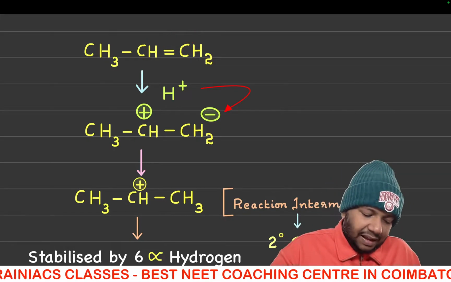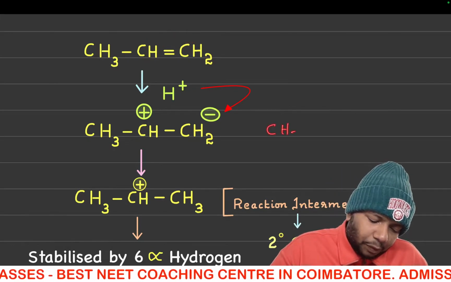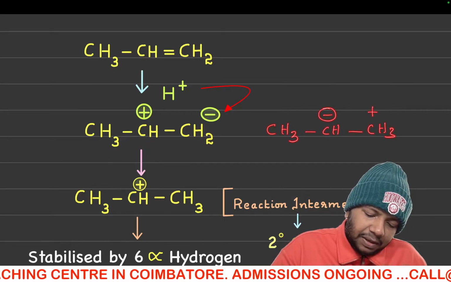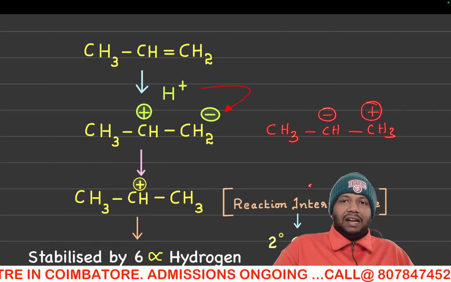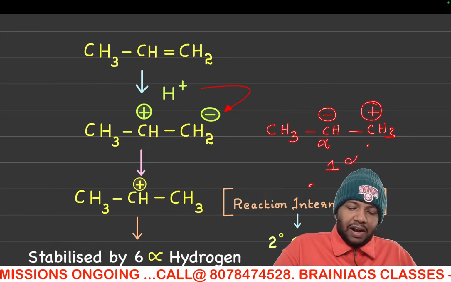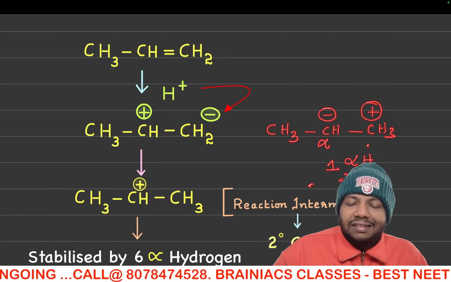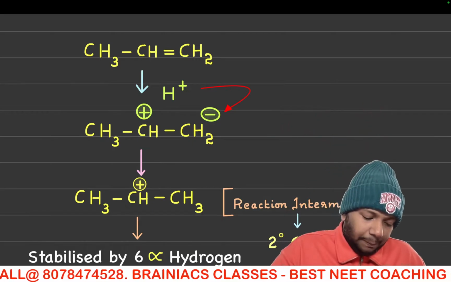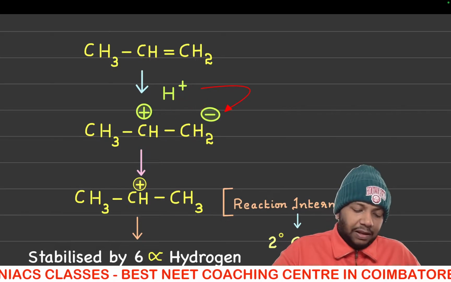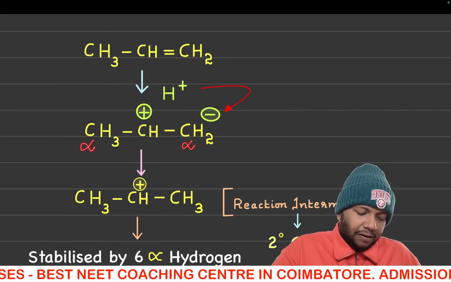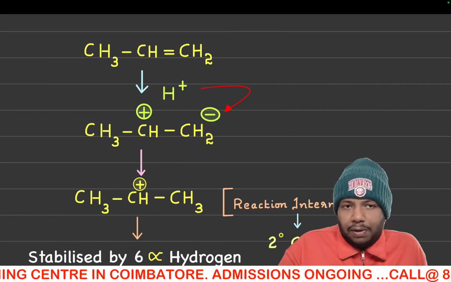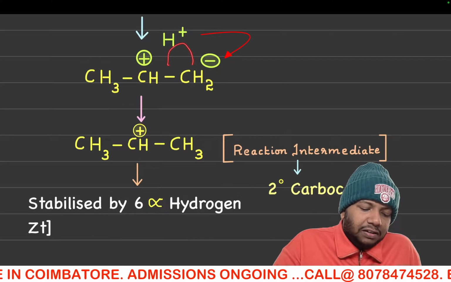I can easily say it depends upon the stability. Suppose it moves in the other direction, with minus here and plus coming here. You can see that when plus is coming here, this is the alpha carbon and it gives only one alpha hydrogen, so this is less stable. But if the plus charge comes here, the pi bond moves in this direction, and there are two alpha carbons, so totally 5 alpha hydrogens are present, making the compound more stable. That is the reason it shifts in this direction.